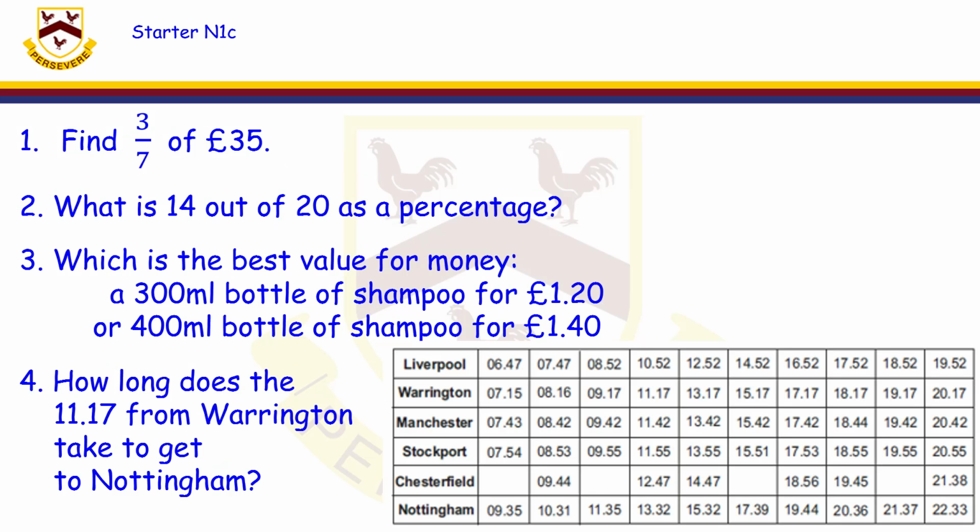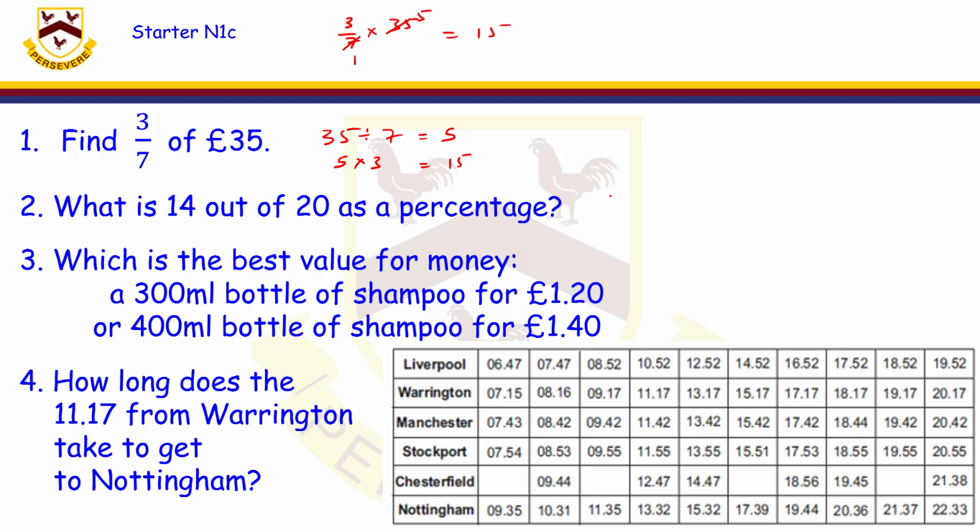So first one is find 3/7 of 35. So remember, two ways of doing it. Divide by the denominator and then multiply by the numerator. So we can have 35 divided by 7, which is 5, and then we do 5 times 3, which is 15. But also, if you recall, we said 3 over 7, of means times 35, and then we can cancel. 7 goes into itself one time, and 7 goes into 35 5. 3 times 5, 15. So either method is fine.